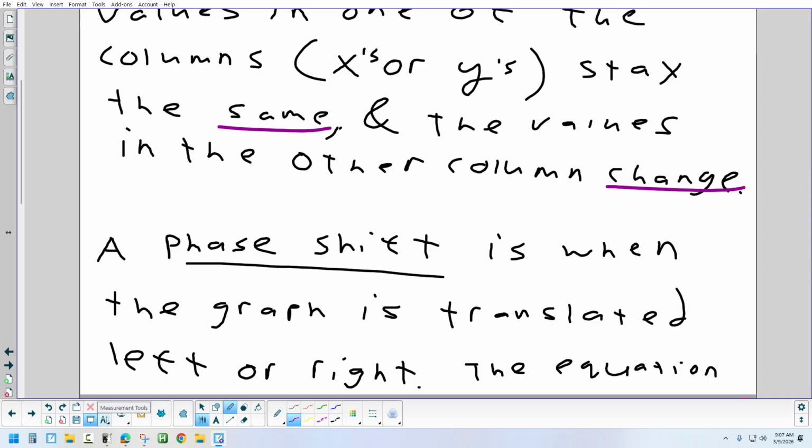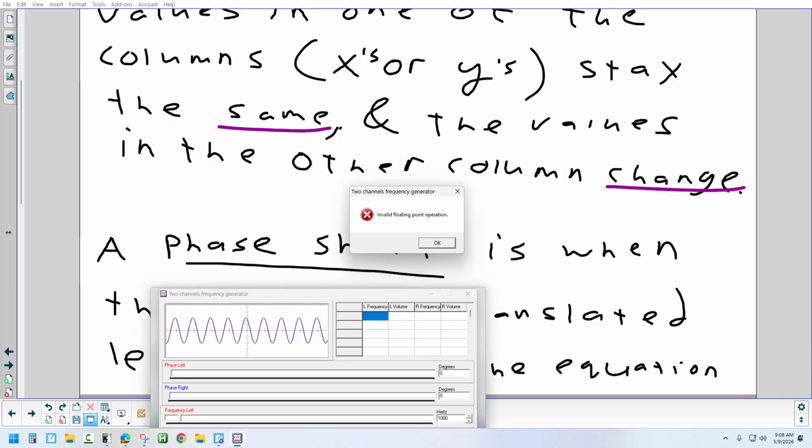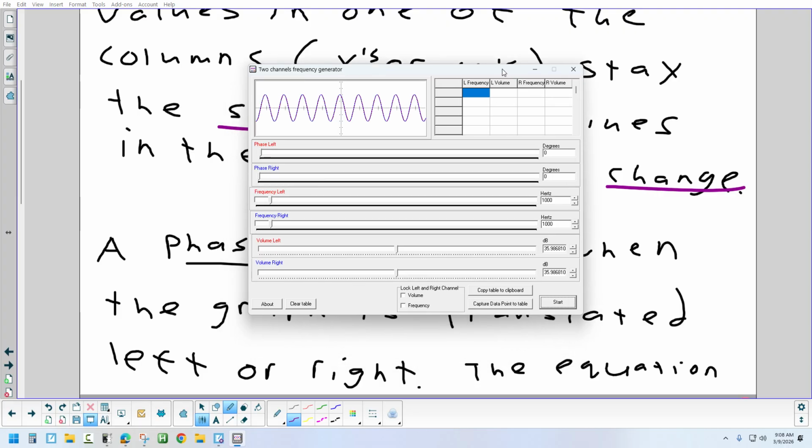And I can show you an example of what a phase shift sounds like, because I can tie a lot of what we're learning this week with sound frequencies, kind of like I did with the oscilloscope. But I'll show you what a phase shift sounds like, and I'll show you what it looks like. All right, so this program is going to show you what a phase shift looks like.